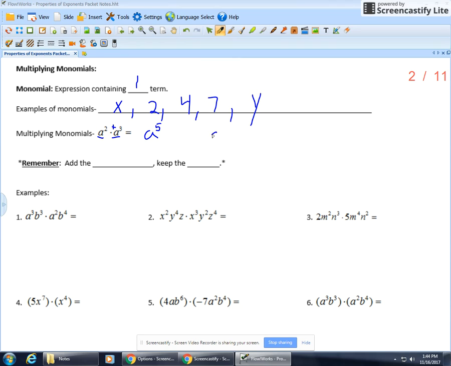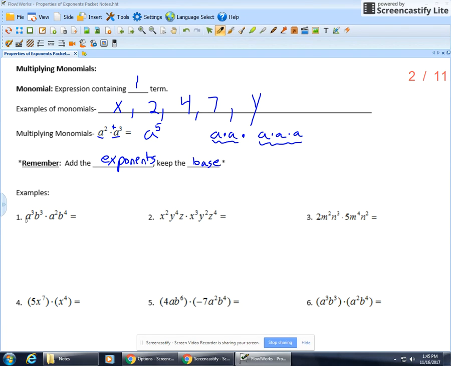Why is that? Because a squared is the same thing as a times a. Multiply, keep that multiplication sign. So this is the first part. And then a cubed is a times a times a, so a to the third power is 3 a's. So this is the second part. If you count all those up, you get 5 total. So that's where that comes from. That's why you add them. So you add the exponents and you keep the base the same.